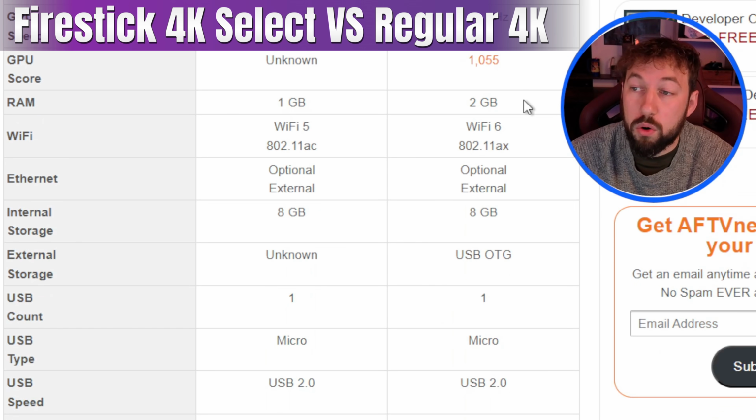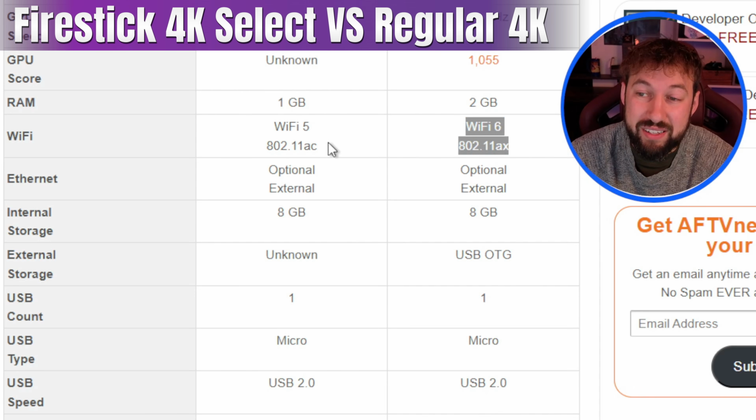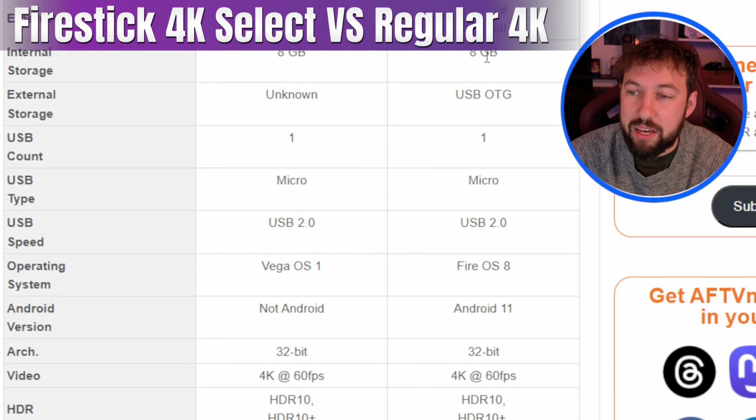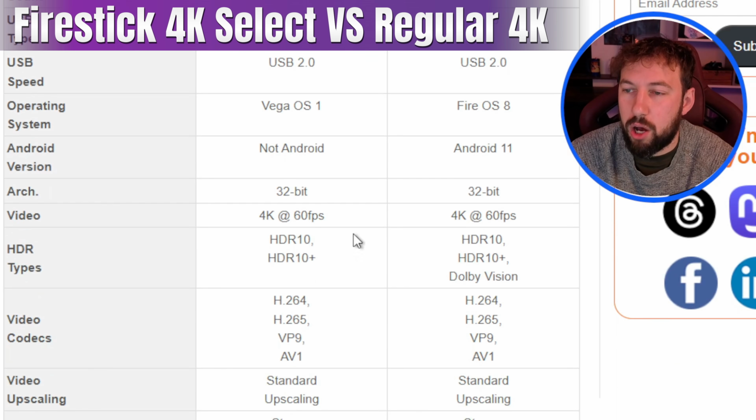Of course, there's more RAM with the 4K. The 4K also has Wi-Fi 6, so they did actually downgrade to Wi-Fi 5. You have the same internal storage. It's going to be using pretty much the same shell as the 4K model. And then, of course, the operating system.